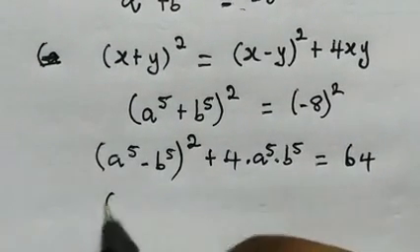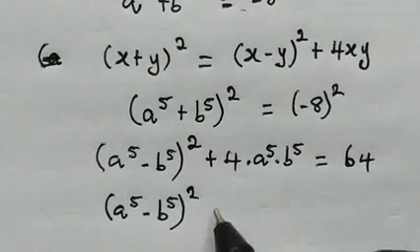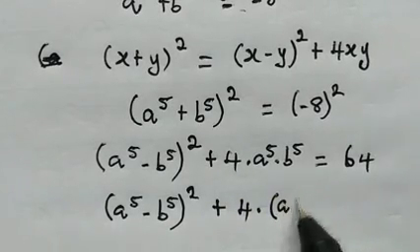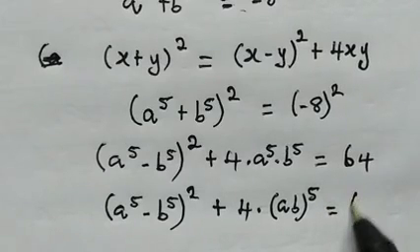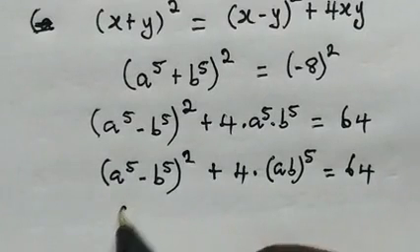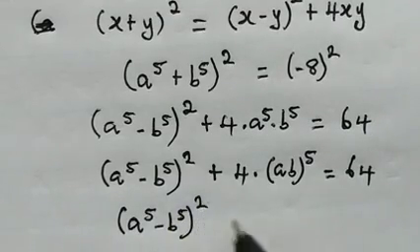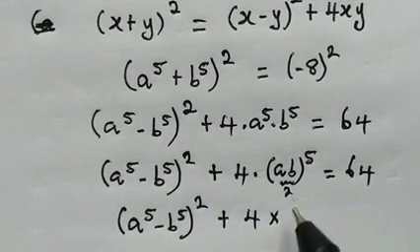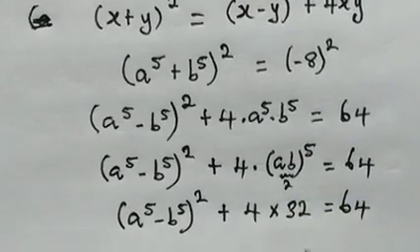Okay, so from here, we have (a to the power of 5 minus b to the power of 5) squared plus 4 times, this we can write as (a times b) all to the power of 5, since they have the same power, and this is equal to 64. Do not forget, a times b is equal to 2. So we're going to substitute that. We get (a to the power of 5 minus b to the power of 5) squared plus 4 multiplied by 2 to the power of 5, and 2 to the power of 5 is 32. Then this is equal to 64.